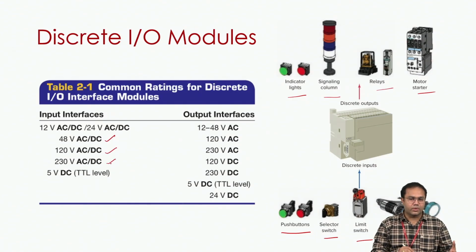As per the user requirement, they can select any of these ratings or any of these voltage types. Again, 5 volts TTL. TTL stands for transistor-to-transistor logic. Similarly, when it comes to the output, you can get 12 or 48 volts AC modules, 120 volts AC module, or 230 volts; different ratings are available. Again, we can also see 5 volts DC TTL logic, and 24 volts DC. Most widely we use these 24 volts DC output modules, right?